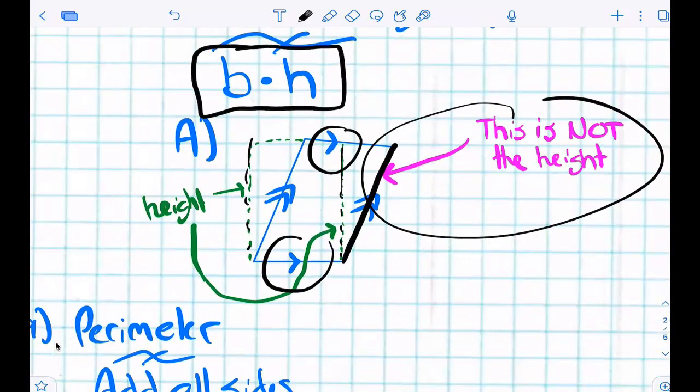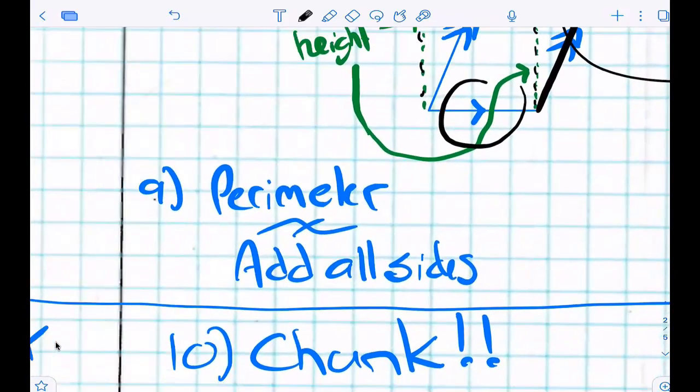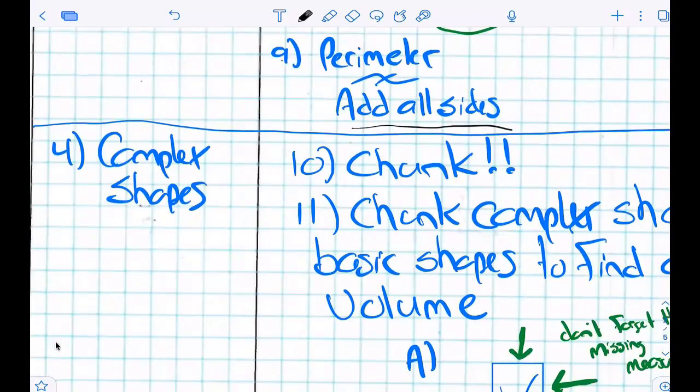Okay. And then perimeter, what's the formula for perimeter? Add all sides. Say again? Add all sides. I need you all. I'm looking out here and I see some of you not. Add all sides. Okay, 4th lesson, complex shapes.